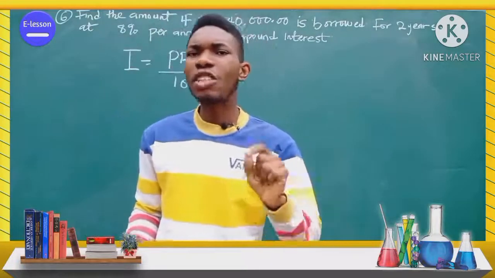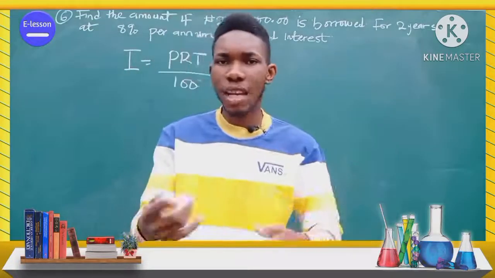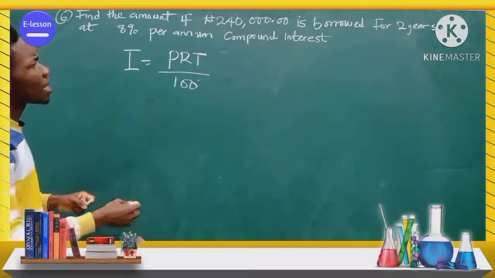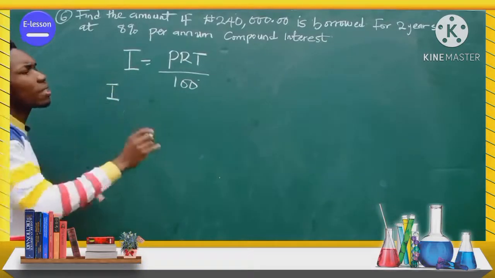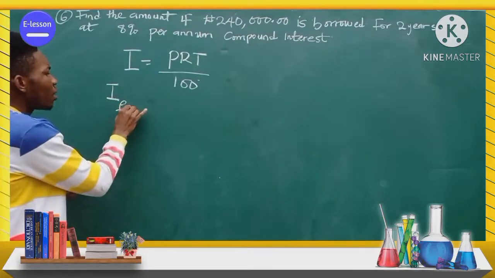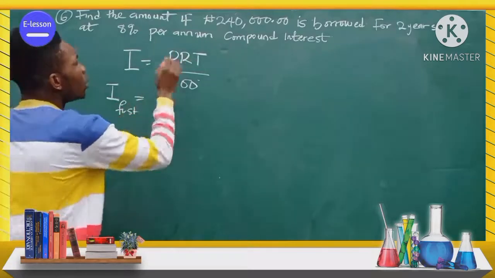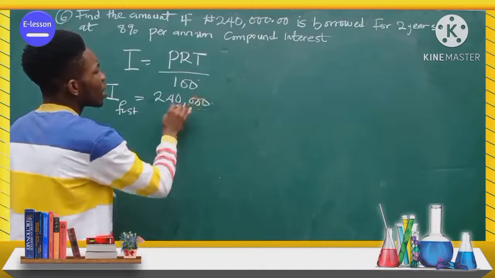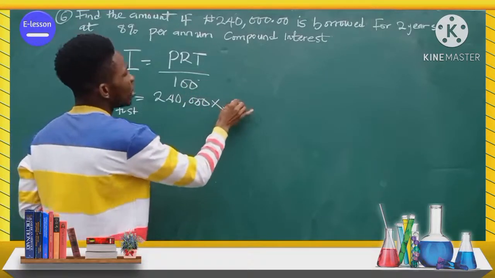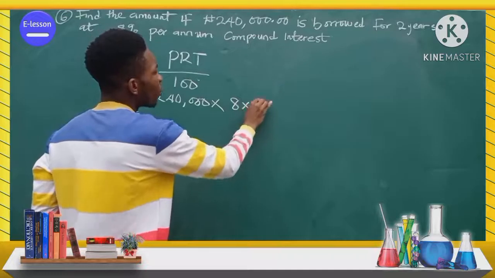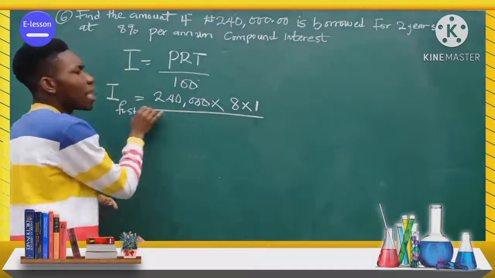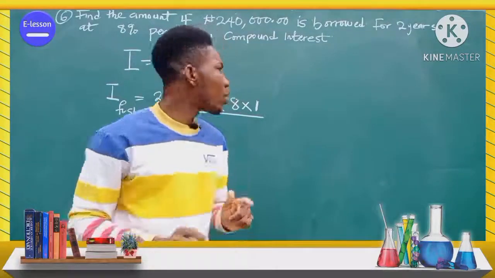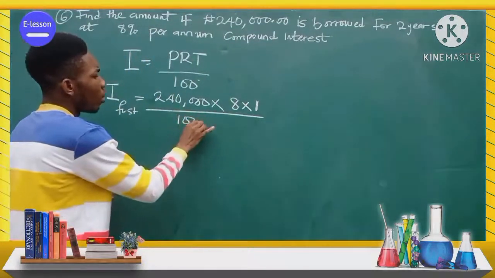Now the principal is the initial capital you started the business or the transaction with. In this case, the initial amount given to you was 240,000. So your interest for the first year will be equal to the principal, 240,000, times the rate, 8%, times the time for that year, which is 1 year, like we said, we break it down into years. So this becomes divided by 100.